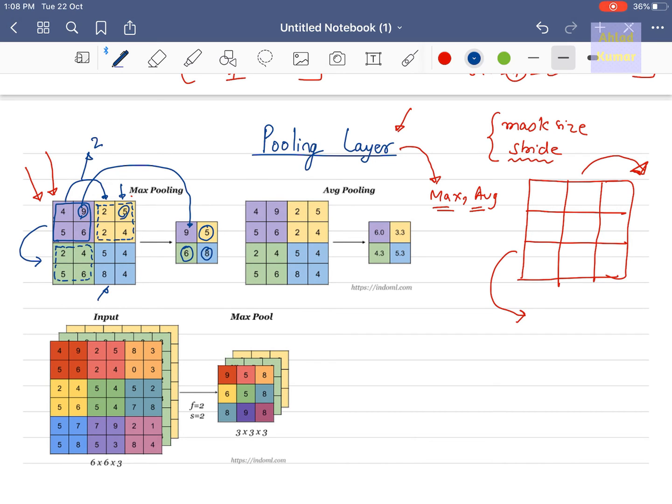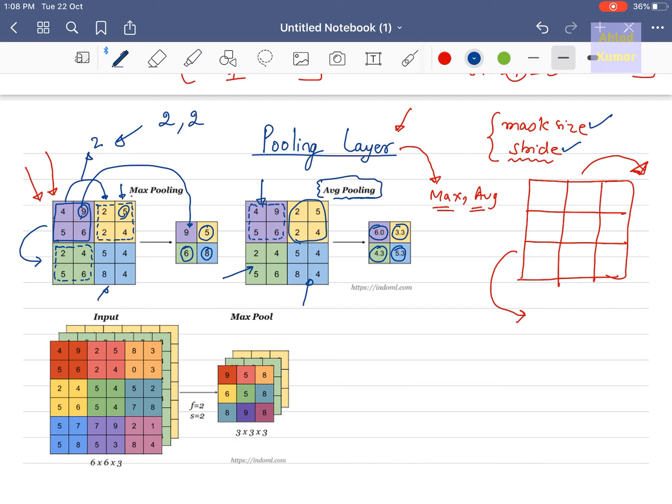So as you can see here, the two specifications that I just discussed, that is the mask size and the stride, in this case is how much? The mask size is 2 and the stride is 2. And what is average pooling? In average pooling, it will try to find the average value in this particular mask. So the average value in this particular position is 6, so that's why 6 will be here. And in this case it will be 3.3, and in this case it will be 4.3, and in this case it will be 5.3. So this is the concept of average pooling, which will average the values of the image pixels which are present in that particular mask.